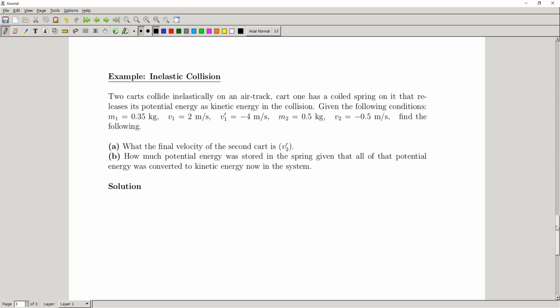Okay, so in this example, we're going to be taking a look at two carts that are colliding inelastically on an air track. Okay, we have two carts colliding inelastically on an air track. You may or may not have worked with air tracks in the lab before. But an air track is just this sort of frictionless track that allows objects to collide in one dimension, right? So we can imagine that this is our air track here.